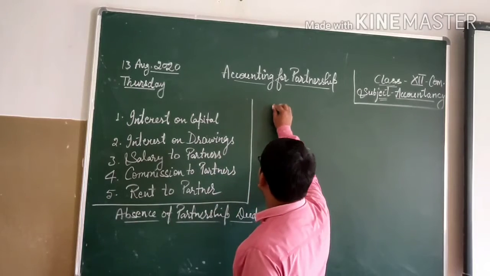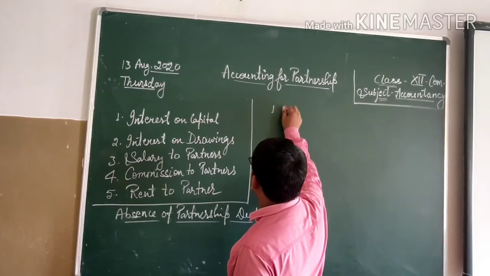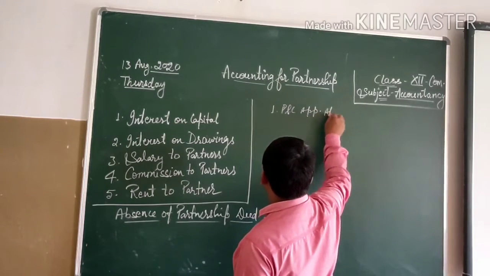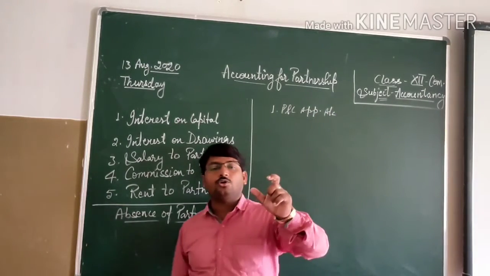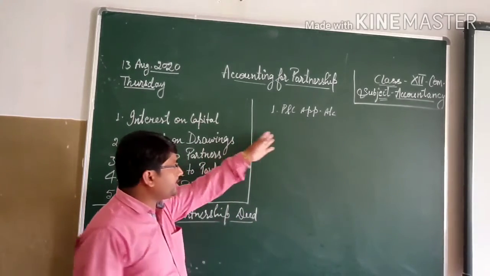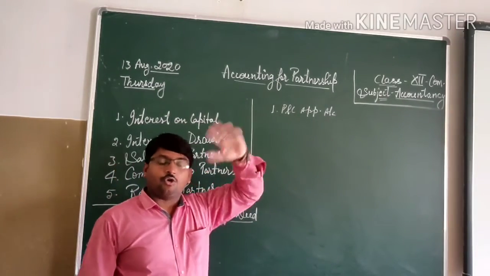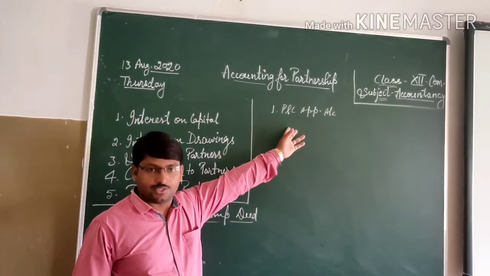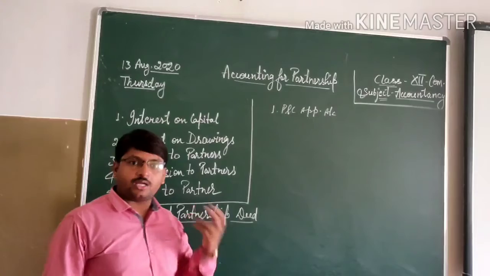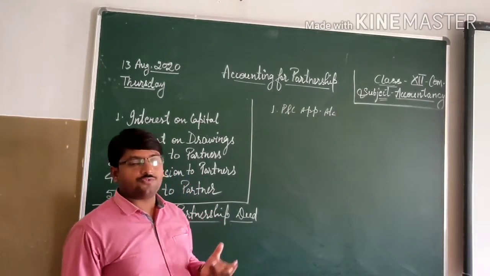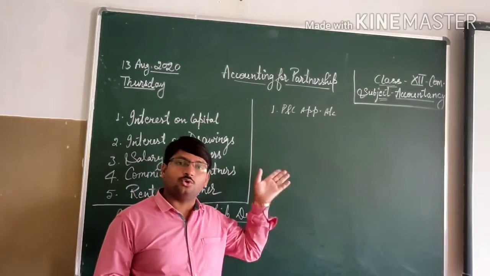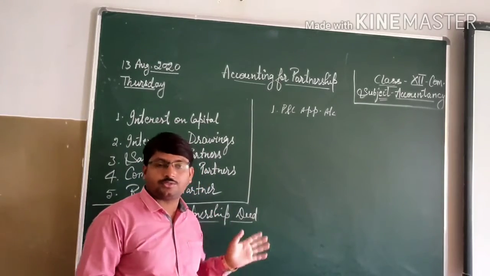What was that? The first one was the profit and loss appropriation account, right? This was the very first step in your partnership accounting. So here we are going to study this account only, what are the things to be covered under this account, and how we have to show all these things in this account.